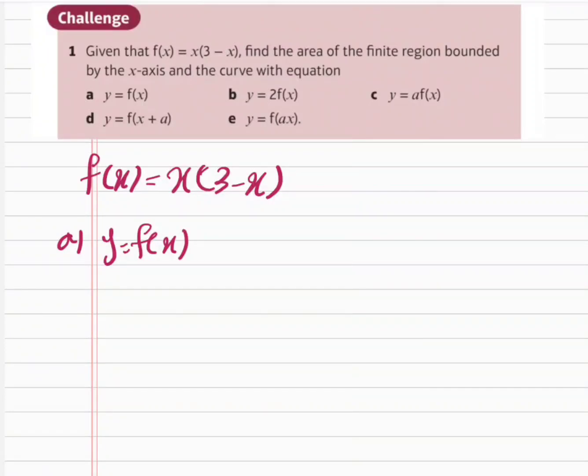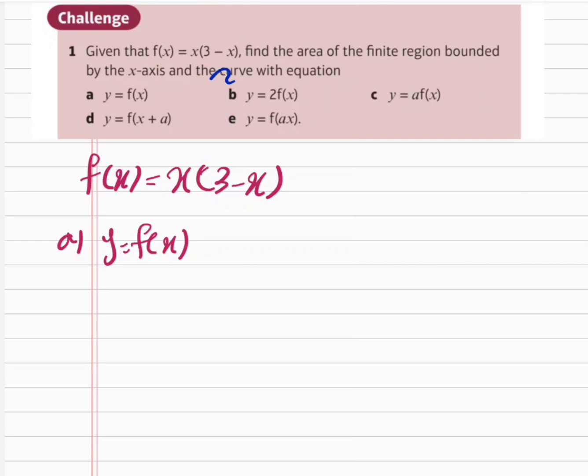Hi everyone, this video is on exercise 13F, the challenge question. This is the first question of the challenge, and in this video I'm going to do parts A, B, and C. The nice thing about this question is that it helps us get familiar with some properties of integrals, which are very useful.